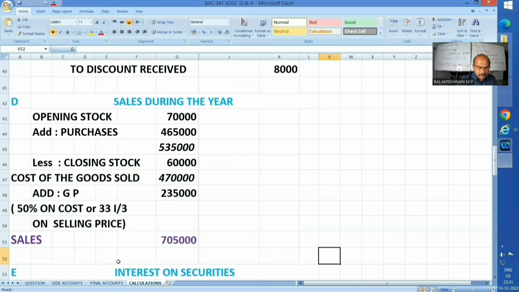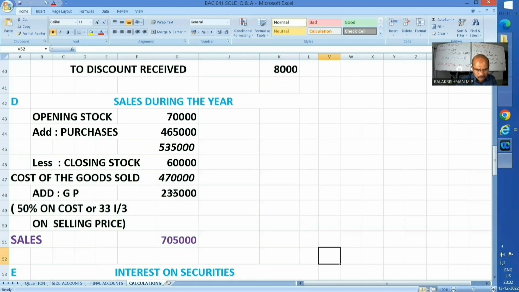See, GP rate expressed in terms of selling price will be lower as compared to the same being expressed in terms of cost price. 25% on cost price is equal to 20%. Similarly, 50% on cost price is equal to 33 and 1/3, and vice versa. Since they have given 33 and 1/3, we will take this 50%.